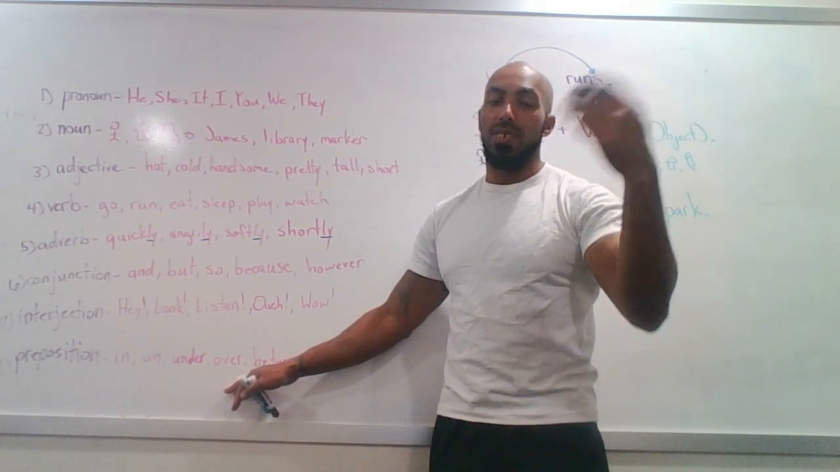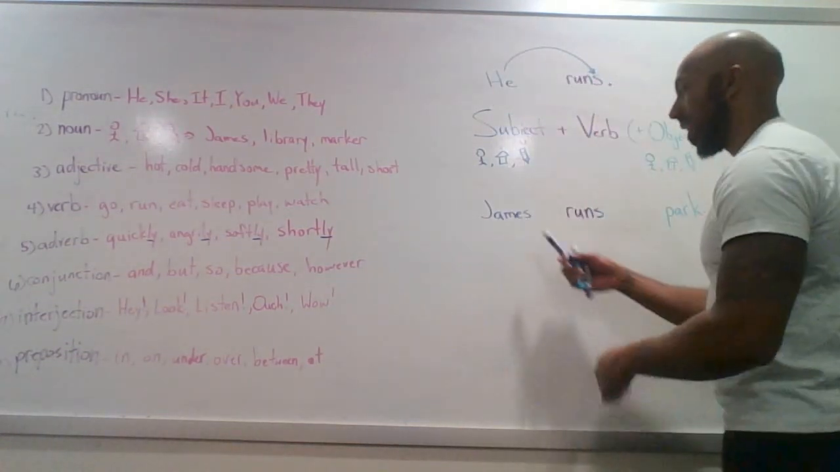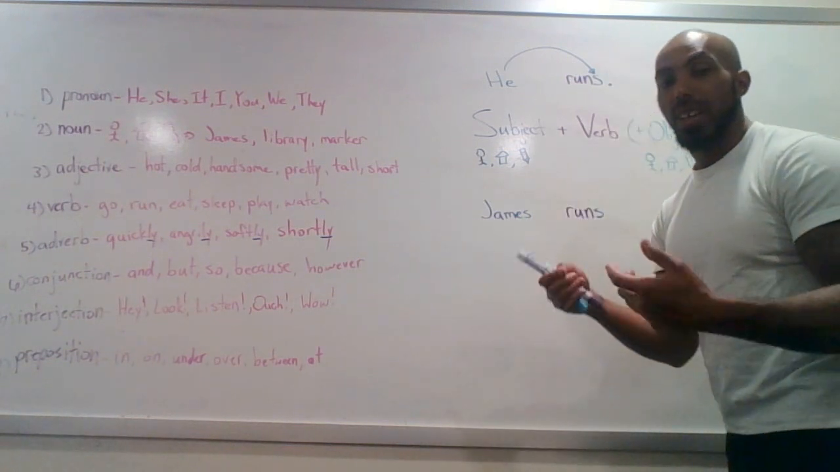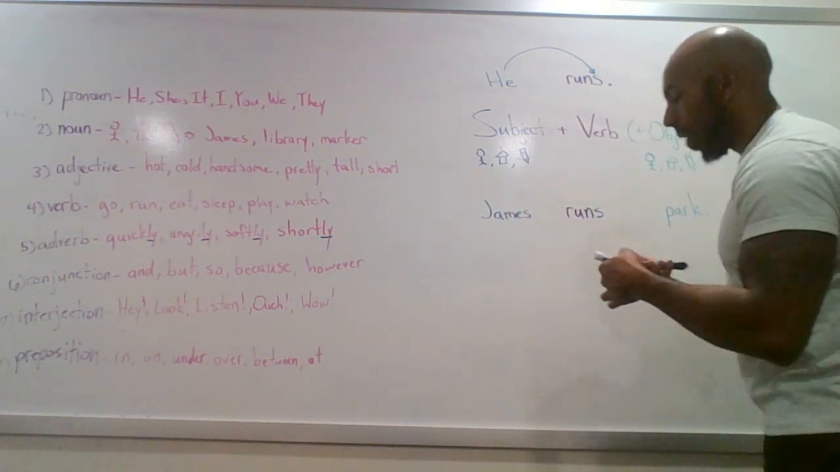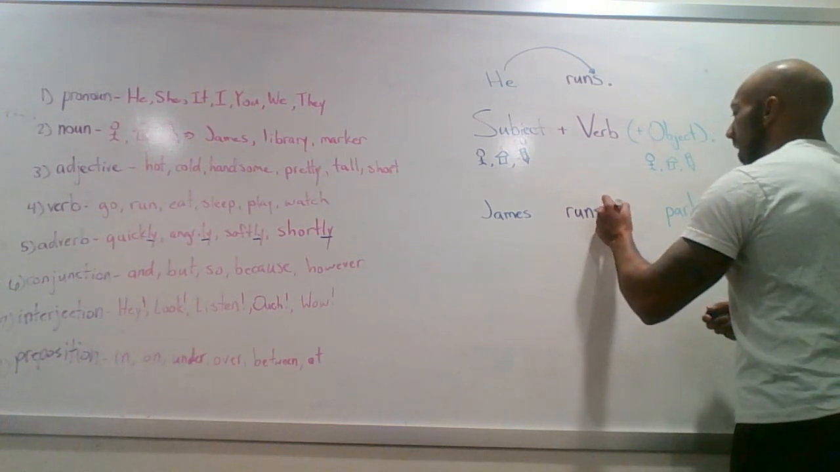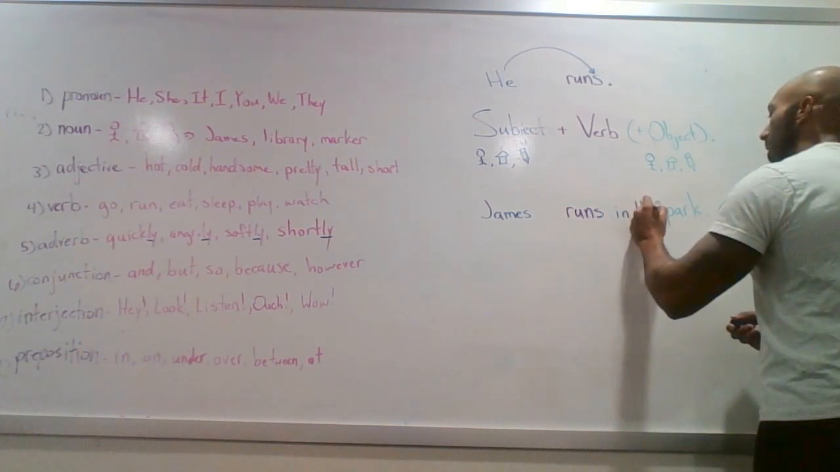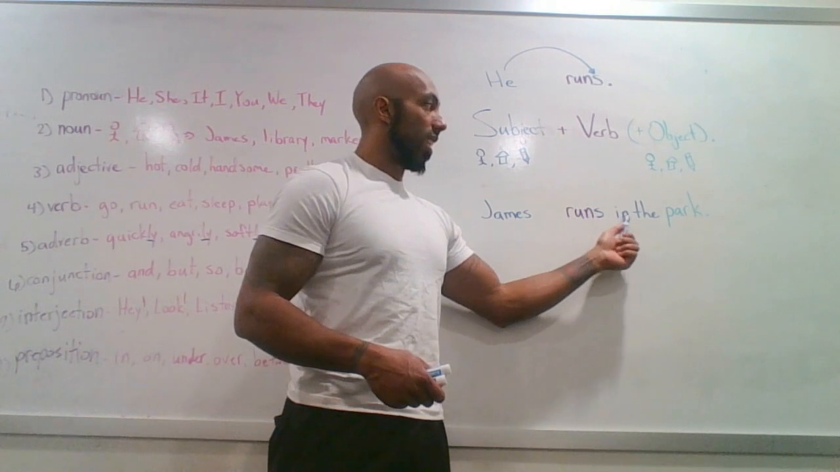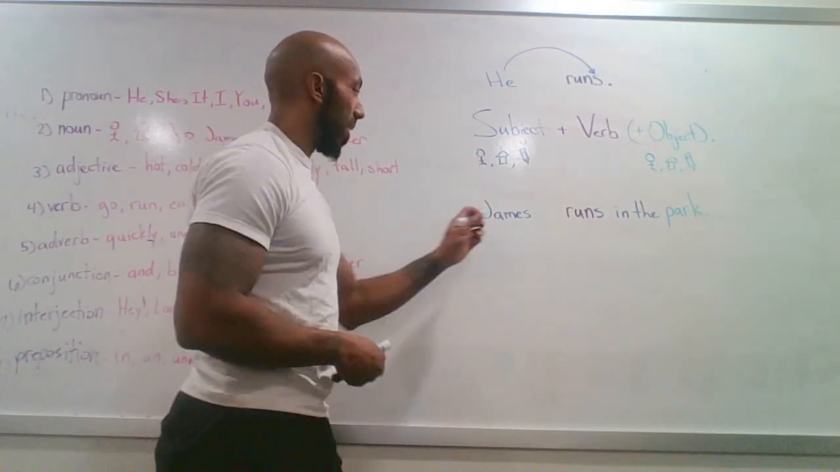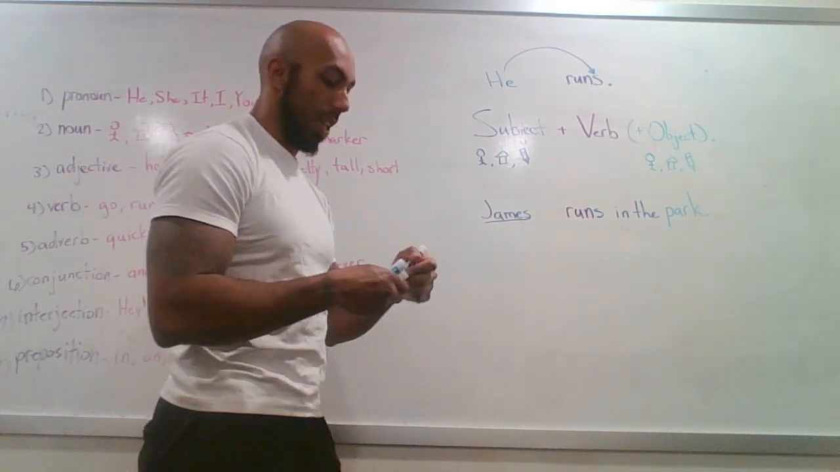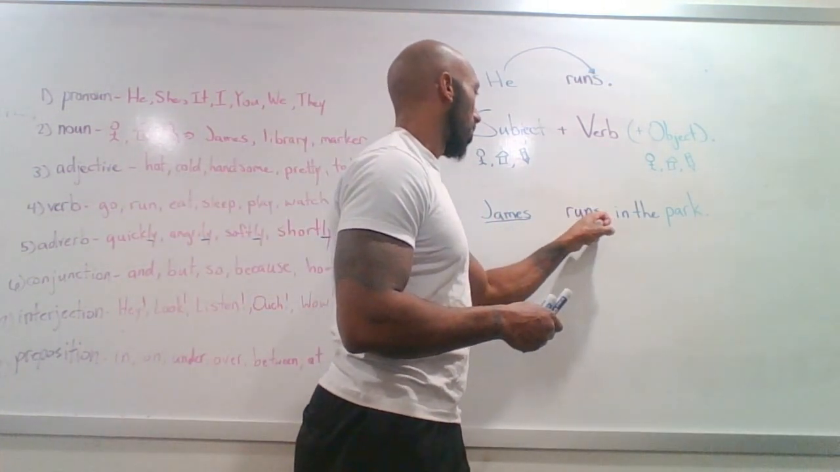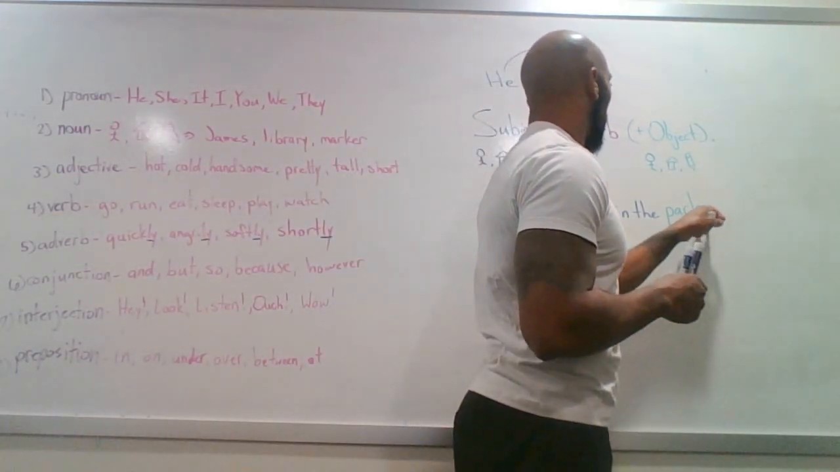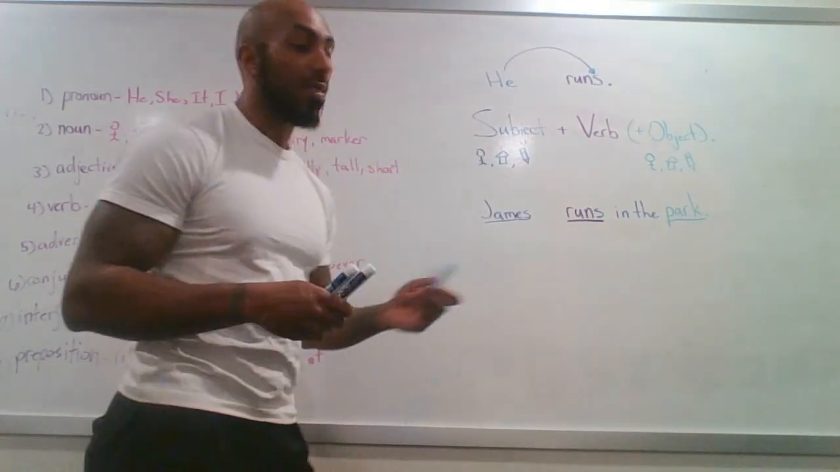Okay, so I need to have a preposition for me running at the park. I just gave you the answer, right? But I would say something like this. I would have to say James runs where? Park. Okay, where on the park? In, at, under, behind? Well, I'm just going to say in the park. Okay, so now I have a good sentence. I have James runs in the park. That is a good sentence. I have my subject, which is James, my verb, which is runs, and my object, which is a place, a noun, park.